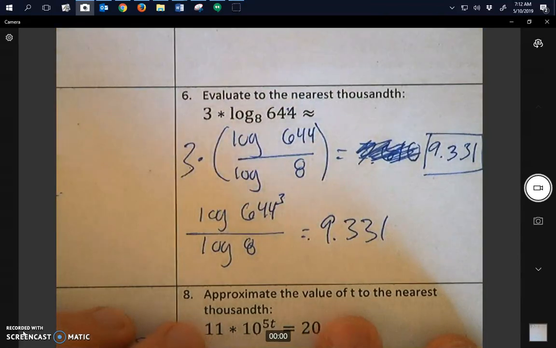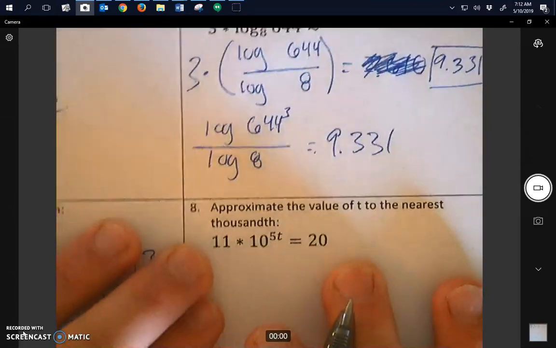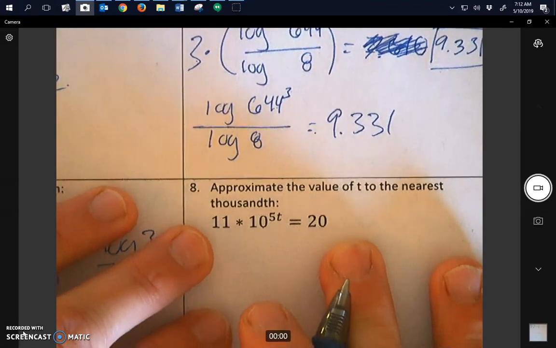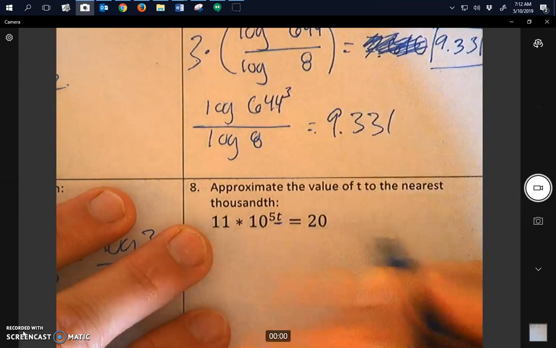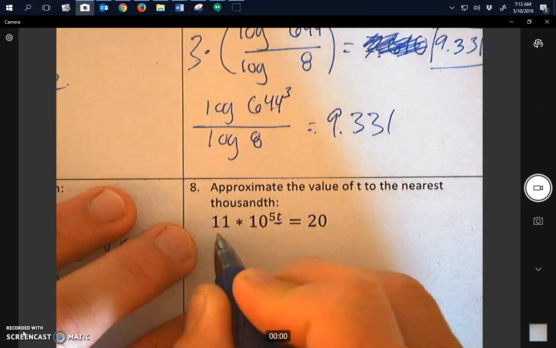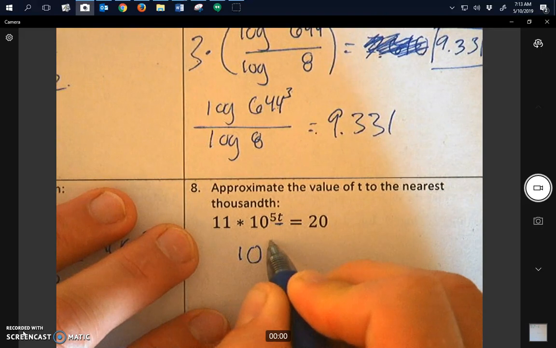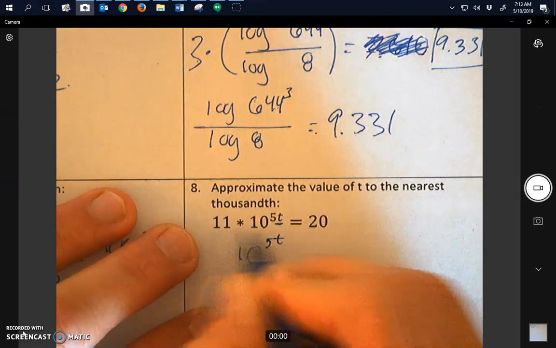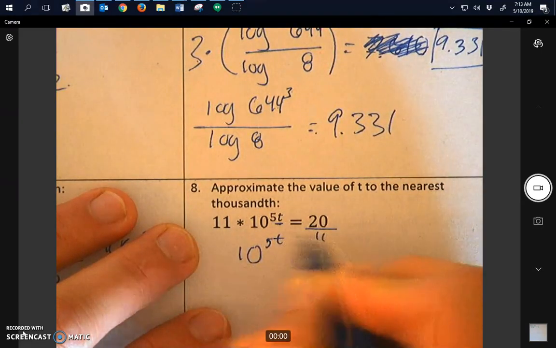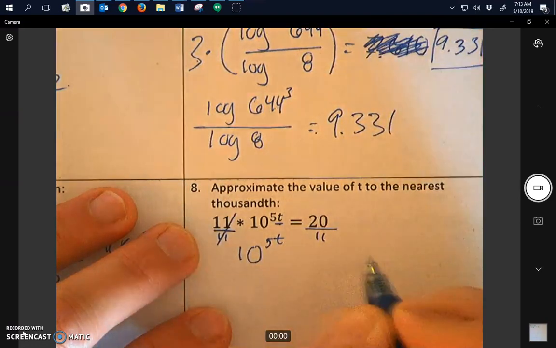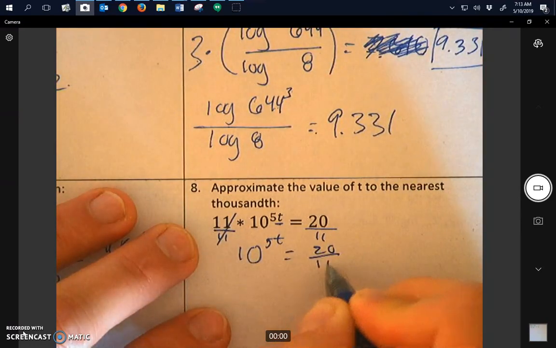Okay, approximate the value of t to the nearest thousandths down here. So we want to isolate the t, so we have to move everything away from it. We're going to first start with the 11, so we're going to divide both sides by 11. So those cancel off, and we get 10 to the 5t equals 20 over 11.